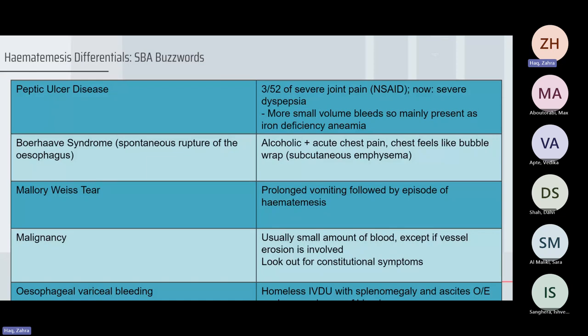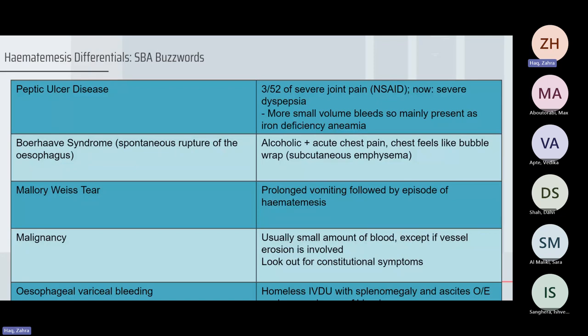Boerhaave syndrome. This is the rupture of the esophagus. So it's not just a tear, this is the rupture of the esophagus, and this is a medical emergency. Facts to pick up in the history: an alcoholic, perhaps vomiting a lot, acute chest pain, and subcutaneous emphysema. So basically air trapped underneath the skin, and this gives a bubble wrap or crepitus noise as well.